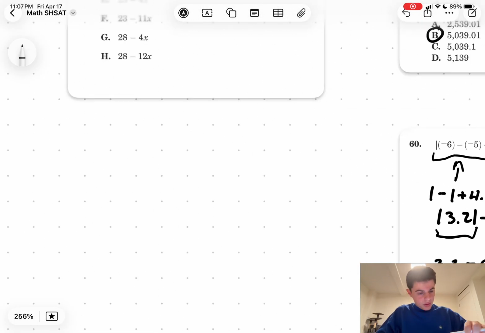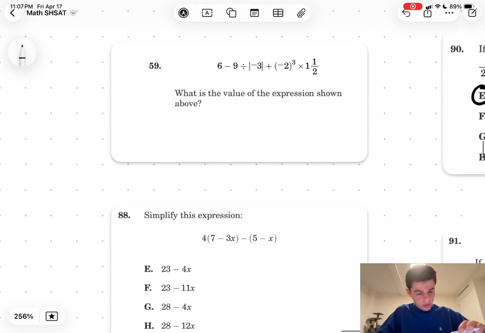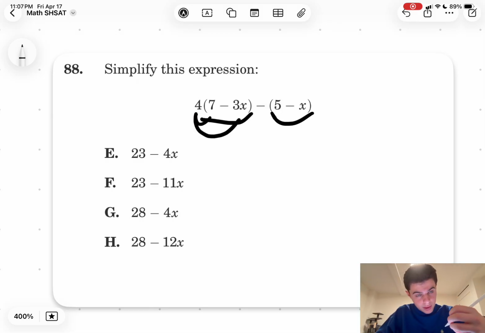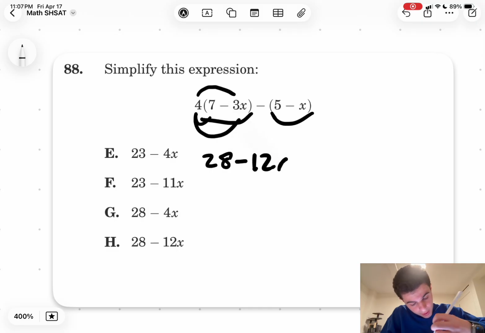Okay, and I believe this is our last question. Oh, no, we have two. So 88, simplify this expression. 4 times 7 minus 3x minus 5 minus x. Well, here we have parentheses, but we can't do anything inside of them, so we're going to expand by multiplying. So 4 times 7 is going to be 28, and then 4 times -3x is going to be minus 12x.